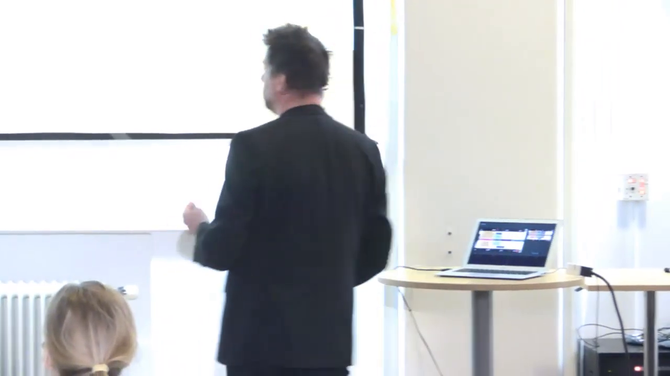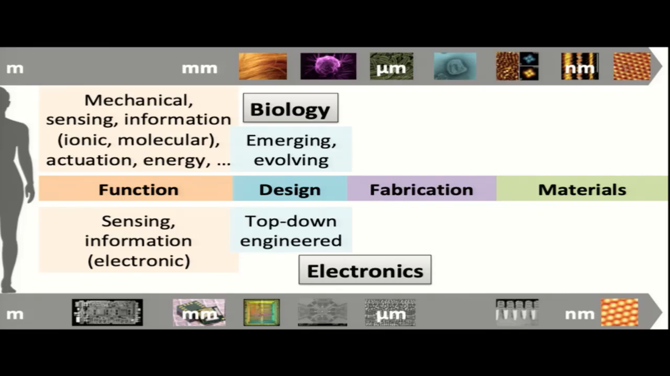In terms of design, in electronics we design top-down; we engineer, we decide this is what we want to build. Biology is not designed, it has evolved. And function emerges as systems evolve. Cells have a certain function, but then they stick together to form a tissue, and the tissue again has a very different function than individual cells. A very different approach to design.